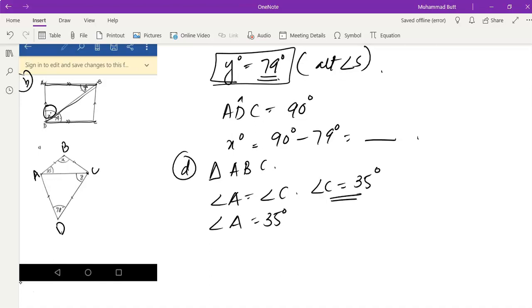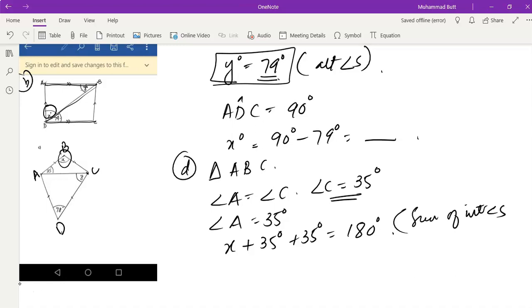Now we can find out the value of angle X over here. That would be X plus 35 plus 35 equals 180 degrees, the sum of interior angles of the triangle ABC. You can solve this equation to find out the value of x, and for the triangle ADC you have to find out the value of y.